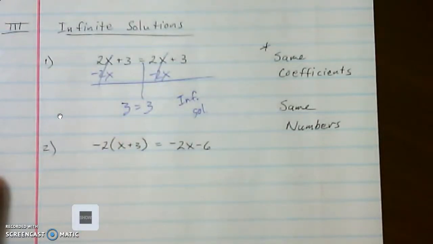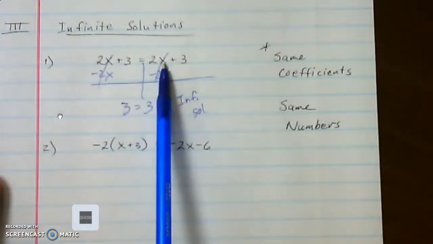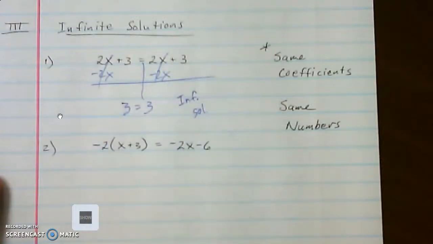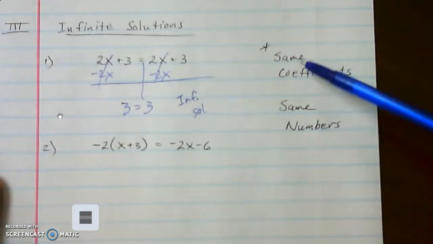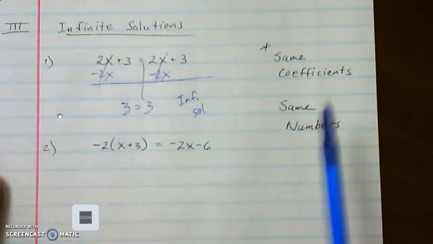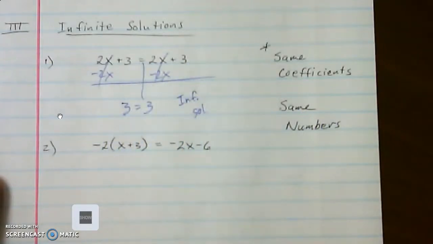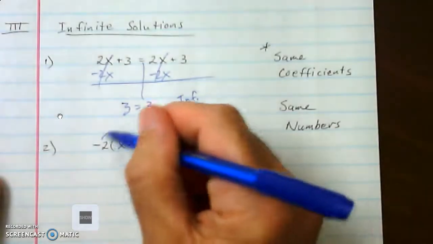There, we'll pick 4. 2 times 4 is 8, plus 3 is 11. 2 times 4 is 8, plus 3 is 11. Every number will make it balance. You won't get 11, but you'll get other numbers that are the same on both sides. But over here, if the equation has the same coefficients, 2 and 2, and the same numbers, 3 and 3. See, it looks the same on both sides, right? That's infinite solutions. So again, you might have to distribute.